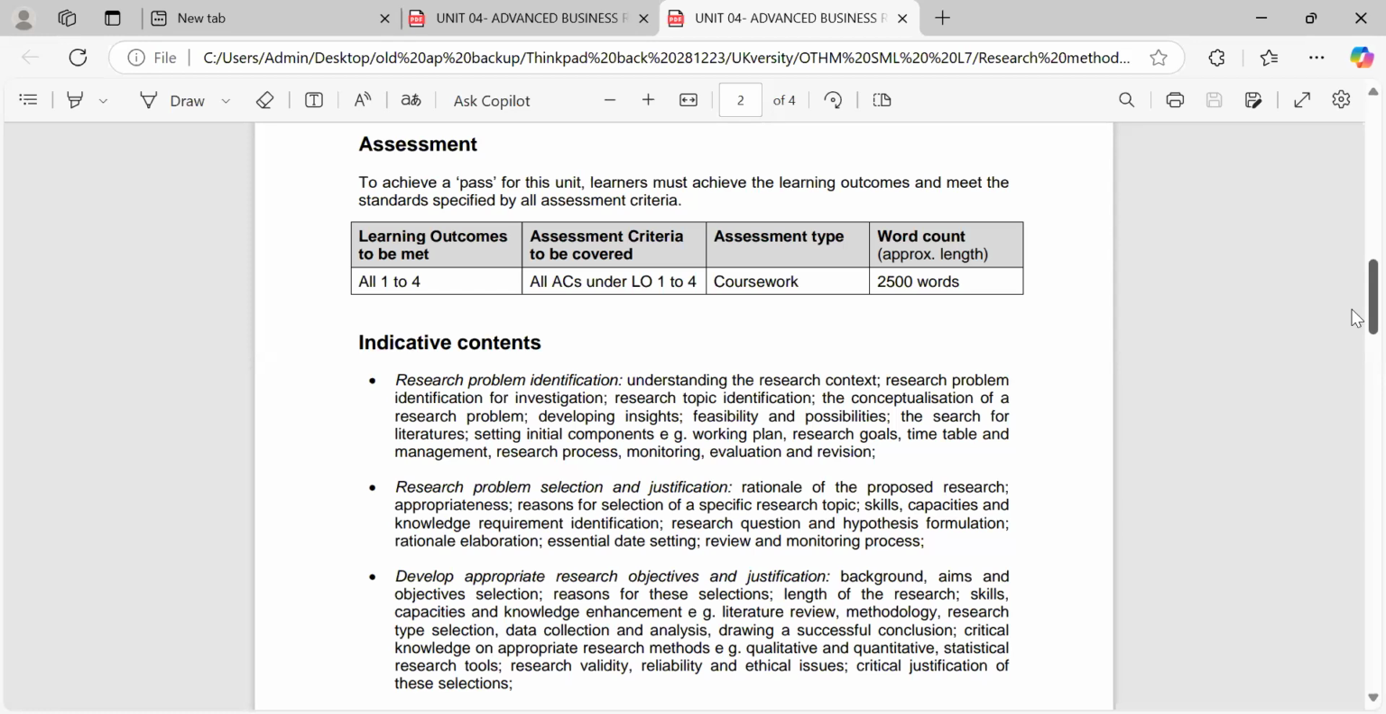So which we can look around. Literature setting, initial components, working plan, research goals, timetables, management, research processes, monitoring, evaluation, and revisions. All will be in our LO1.